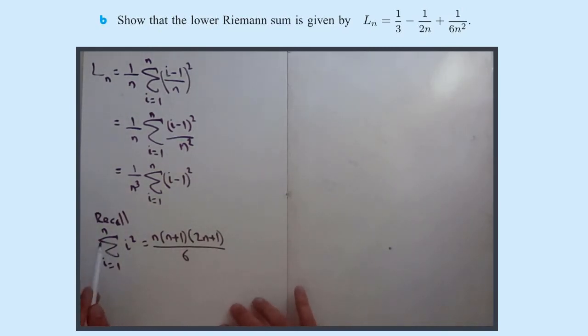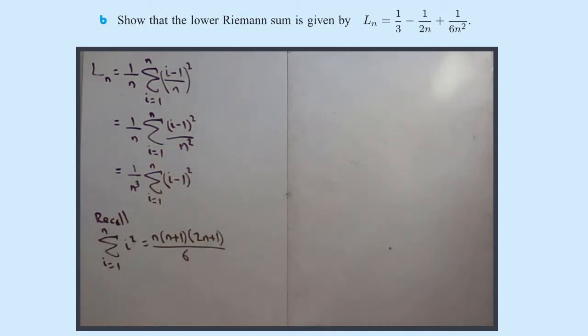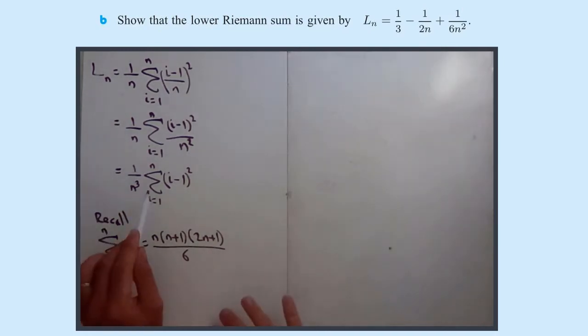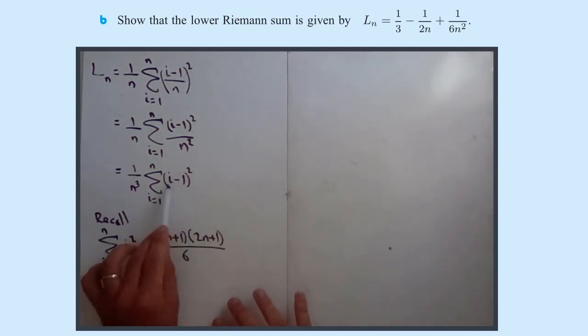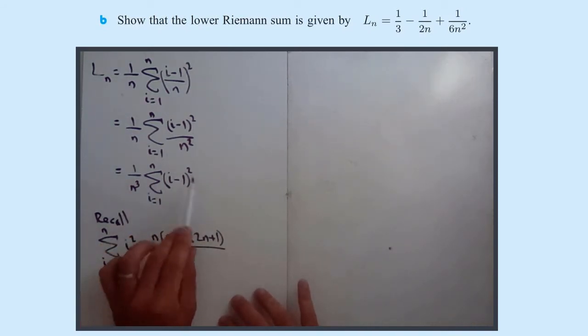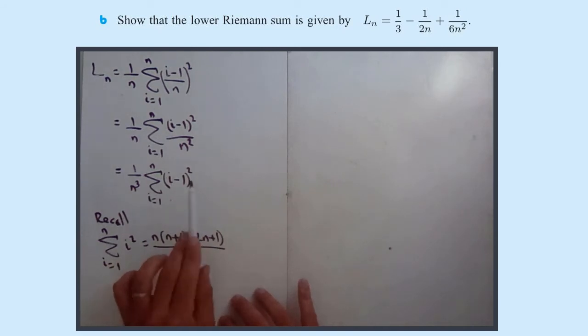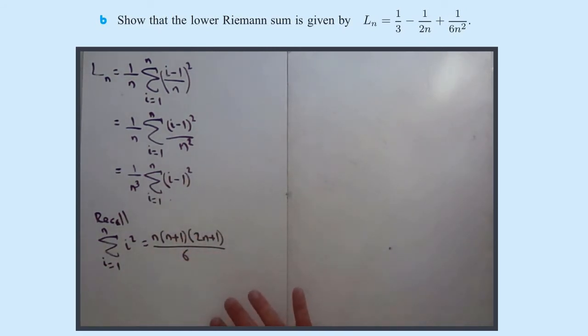We have almost that. We have the sum from i equals 1 to n of (i minus 1) squared. We don't quite have this, so what we can do is just think about what this means. You take one less than i and you square it. So if we were to write this series out, if i was 1, it would be 0 squared. If i was 2, it would be 1 squared. So this would be 0 squared plus 1 squared plus 2 squared plus 3 squared plus 4 squared.